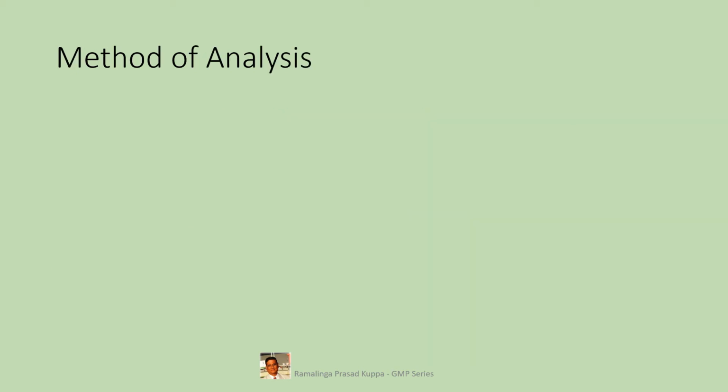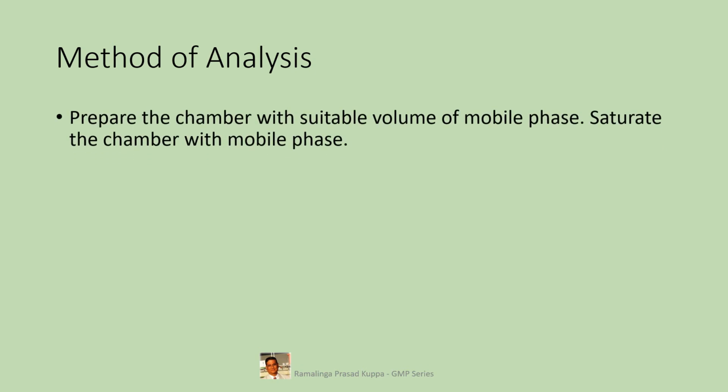Let us see the details of the method of analysis. Prepare the chamber with a suitable volume of mobile phase. Saturate the chamber with mobile phase. For reproducible results, the chamber air has to be thoroughly impregnated with the mobile phase vapor. This keeps the stationary phase from drying out before the process of elution is completed.